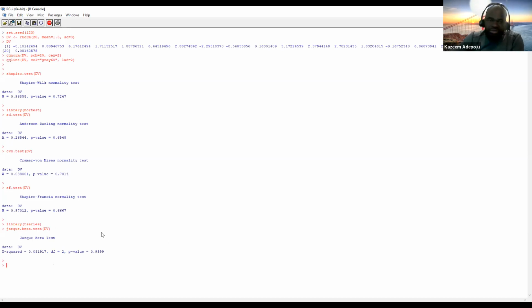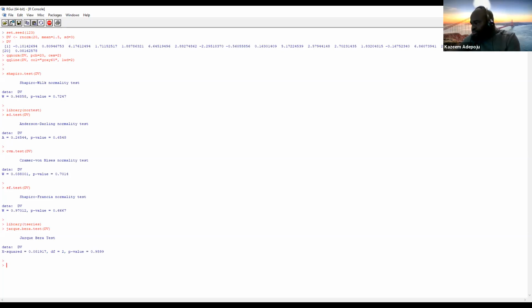So there are situations, particularly in time series. If you want to conduct a normality test in time series, I will advise that you use a Jarque-Bera test. It's more appropriate. And as you can see right here, it took the same decision as the others by failing to reject the null hypothesis.